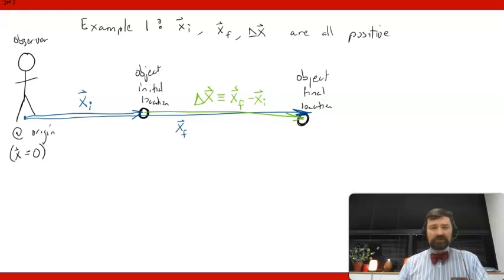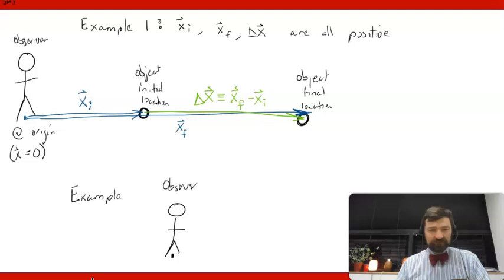Now let's do a second conceptual example in which that may not be the case. So again, here's my observer. They're standing at the origin. So observer at origin.